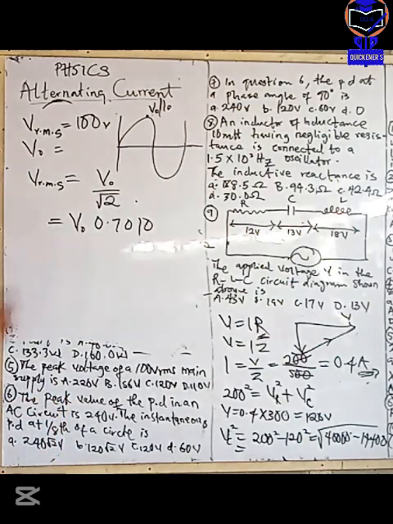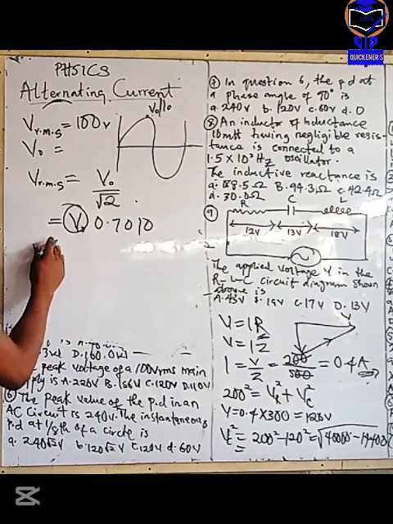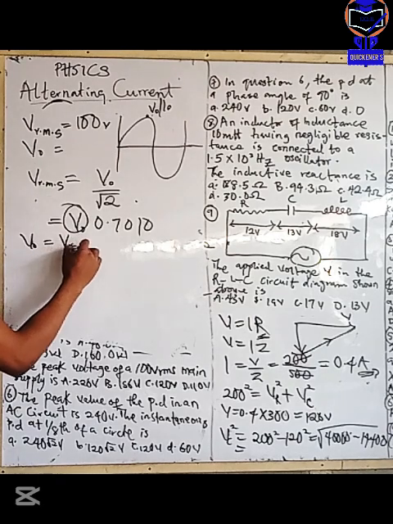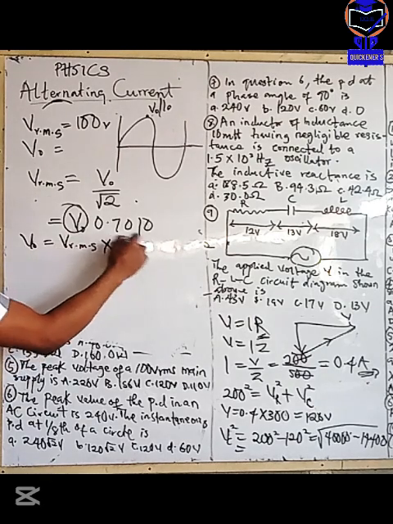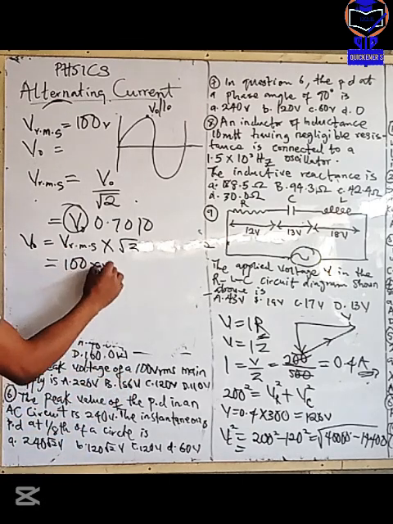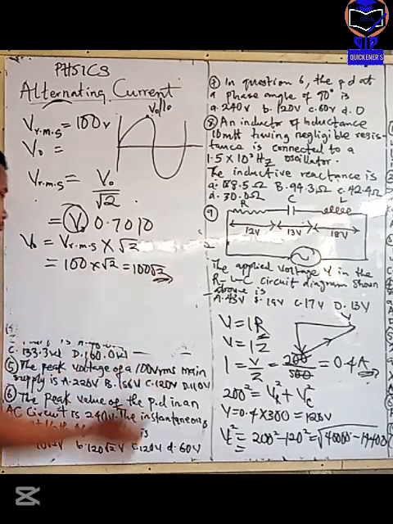So we are looking for what? Peak. So this is what we are looking for, right? So we just cross multiply, right? So V naught is equal to V root mean square times root 2. So V root mean square from the question is what? 100. So 100 times root 2 is what? 100 root 2. Right? That is the correct answer. So where is 100 root 2? I have pressed calculator.